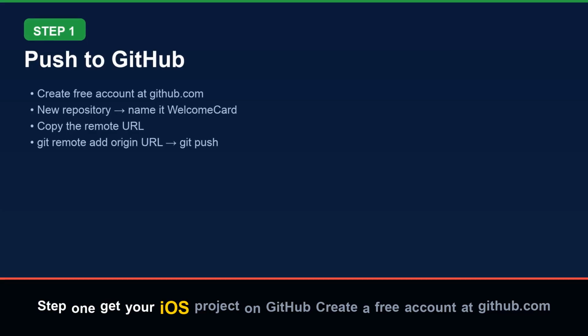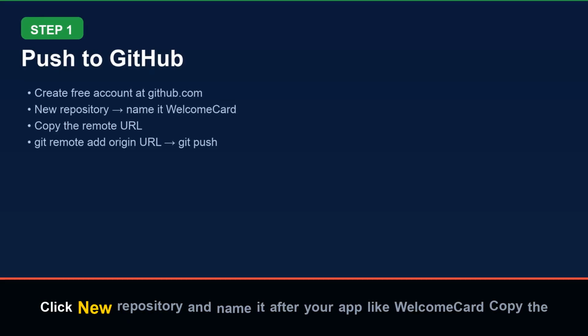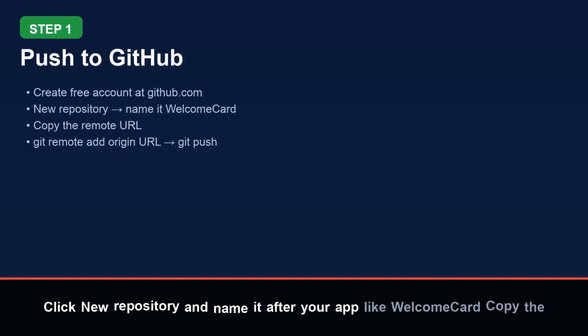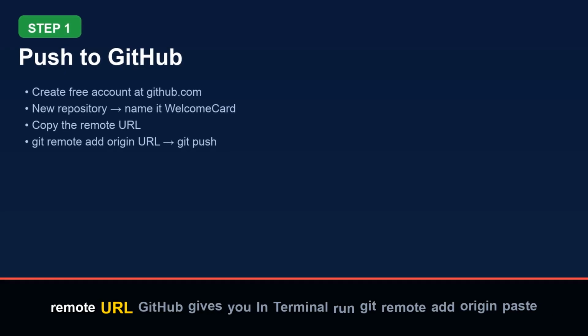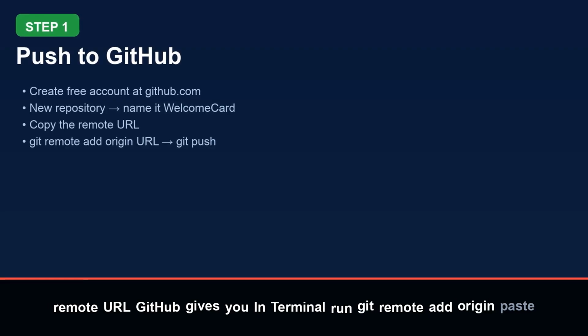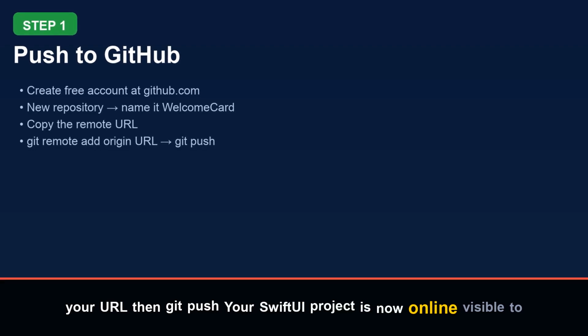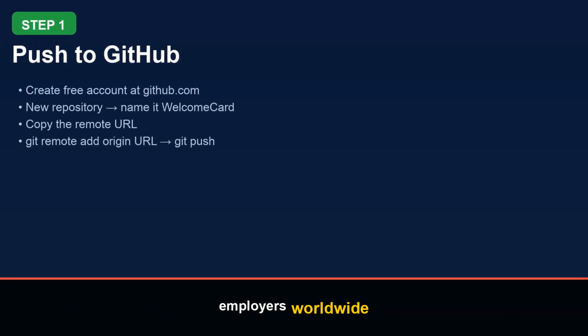Step 1. Get your iOS project on GitHub. Create a free account at github.com. Click New Repository and name it after your app, like Welcome Card. Copy the remote URL GitHub gives you. In Terminal, run git remote add origin, paste your URL, then git push. Your SwiftUI project is now online, visible to employers worldwide.